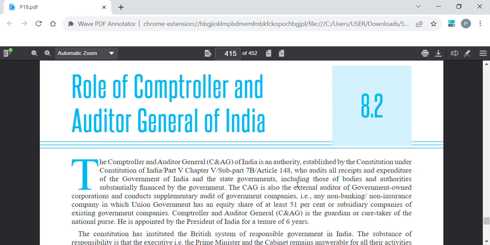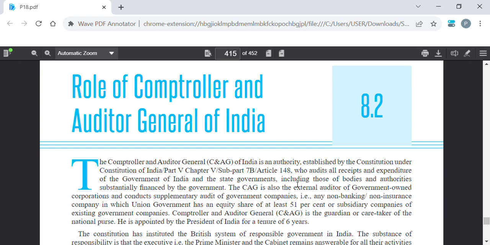CAG is also the external auditor of government-owned corporations and conducts supplementary audit of government companies. That is, any non-banking or non-insurance company in which the union government has an equity share of at least 51%, or subsidiary companies of existing government companies.